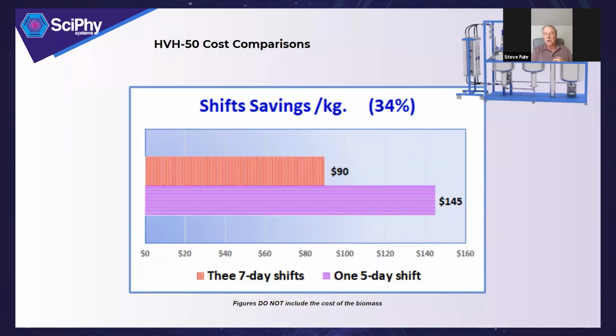per unit cost. So, when you look at the cost calculator spreadsheet that we use, instead of spending $145 per kilogram of output, you're only spending $90 per kilogram.